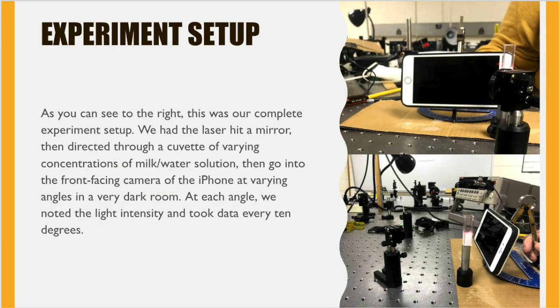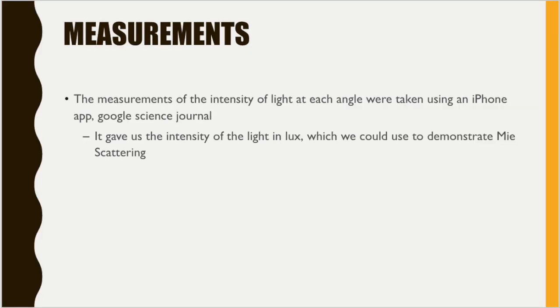For our experimental setup, you can see we used the phone, we angled it so that the front-facing camera would hit where the laser shined through our milk solutions that we made, and then we used that to collect data, moving the phone along the protractor at various angles. To measure the intensity of the light, we used the iPhone app called Google Science Journal, and it gave us the intensity in lux, which we then used in our calculations for Mie scattering.